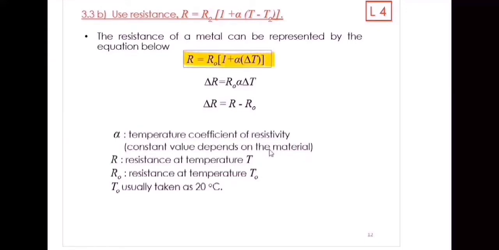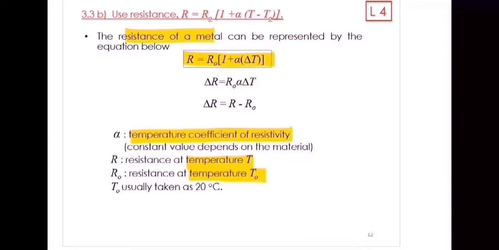The resistance of a metal can be represented by the equation below. R is the resistance at the temperature T, which can be any temperature, and R0 is the resistance at temperature T0. For example, initially the temperature was 20 degrees, and then the temperature increased to 40 degrees. So your T would be 40 degrees and your T0 would be 20 degrees. And your alpha is the temperature coefficient of resistivity.